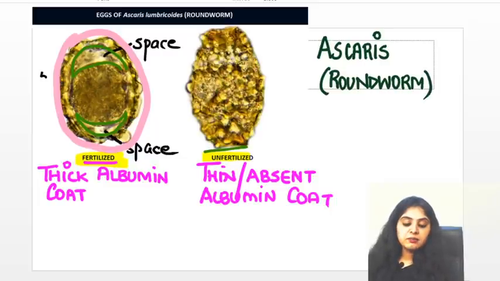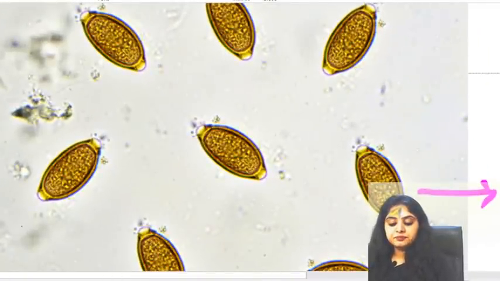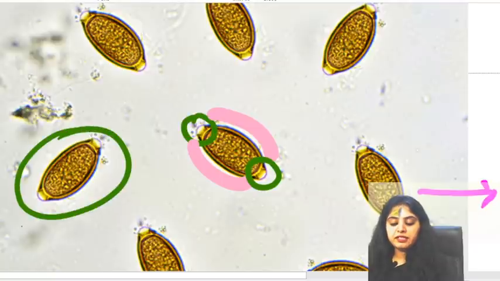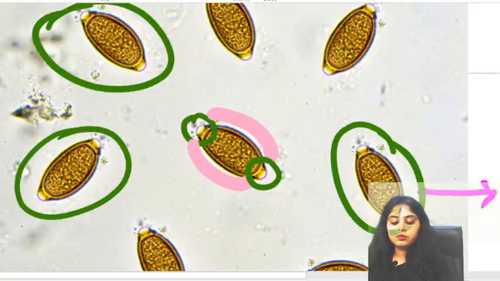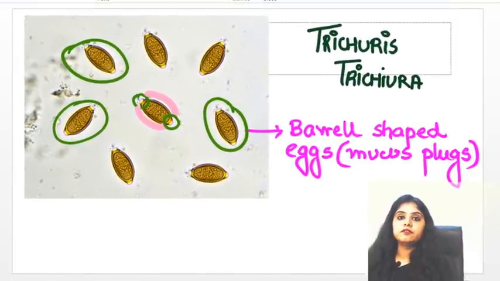The all-time expected question: barrel-shaped eggs with mucus plugs. All of these are the eggs of Trichuris trichiura. I hope that is sorted with everyone, no confusion.